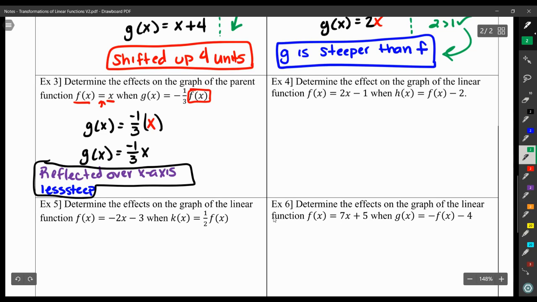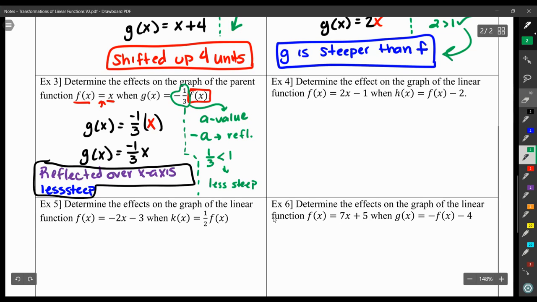And if you wanted to solve this with method number 2, I recognize that this here is again the a value. And remember, a has two jobs. Since it is a negative a, that's where the reflection comes from. And because 1/3 is smaller than 1, that's where the less steep comes from. So you could have either done this in one of these two ways. Let's look at example 4 together.